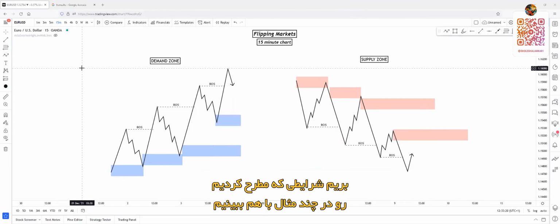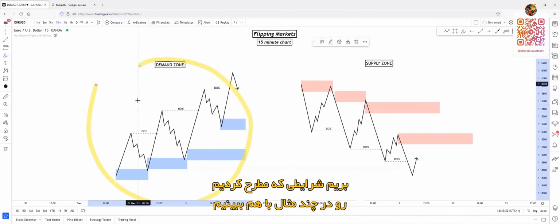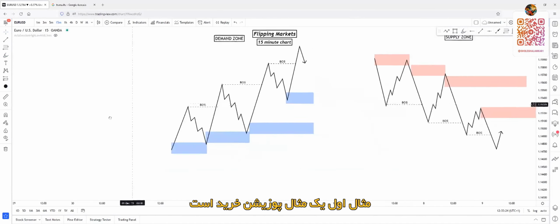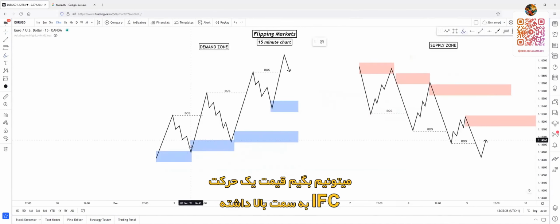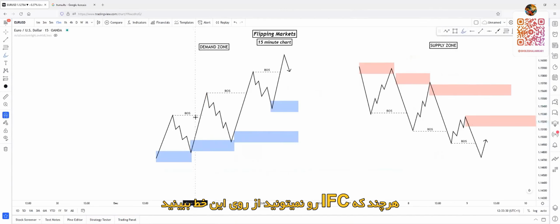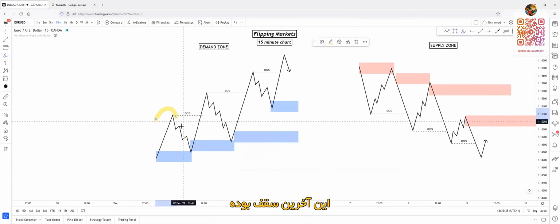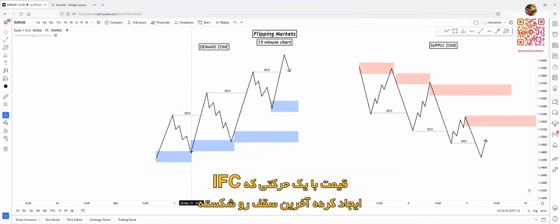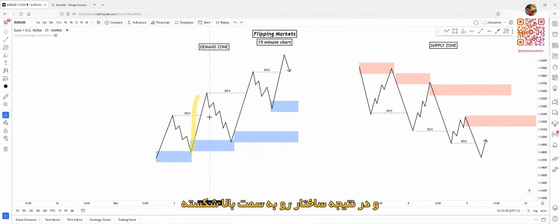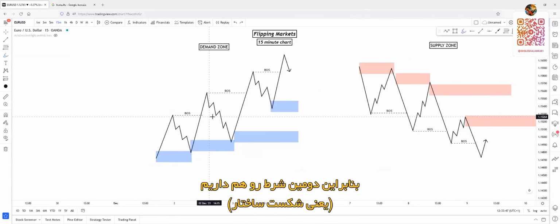Let's see the criteria on these examples. So the first one is a long example. As you can see, price, let's say, created an inefficient movement to the upside, because you won't see inefficiency on this line, but let's say with candles, it created inefficiency. First criteria is fit. This was the last high point. This was the last low point. Price with an inefficient movement broke through the last high point, so it broke structure to the upside. So the second criteria is fit.